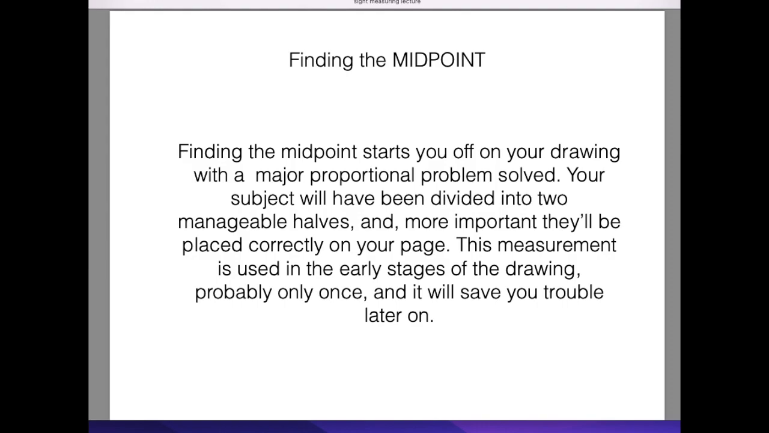Okay, so the first one we'll talk about is finding the midpoint. Finding a midpoint starts you off on your drawing with a major proportional problem solved. Your subject will have been divided into two manageable halves, and more important, they'll be placed correctly on your page. This measurement is used in the early stages of the drawing, probably only once, and it will save you trouble later on. So again, we're talking about from observation, and in this definition, we're talking about finding the midpoint of the entire composition. You can also use the midpoint within objects if it's helpful, and I'll show you how to do this on the next slide.